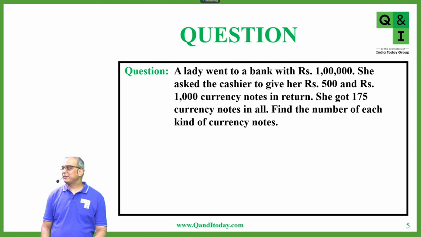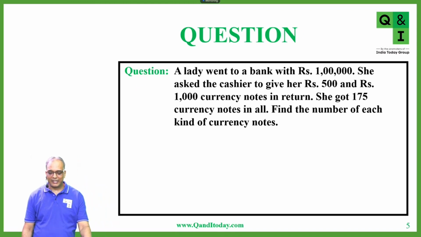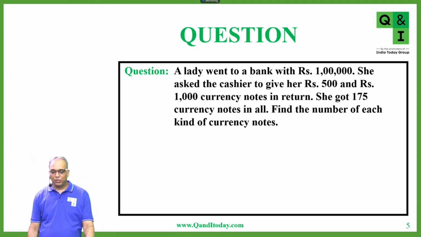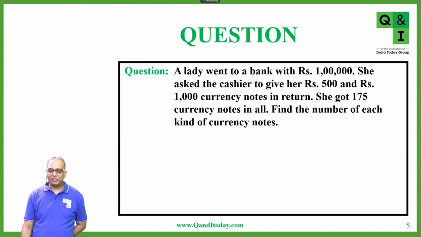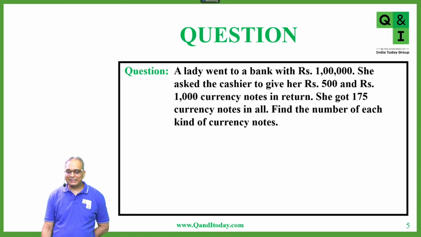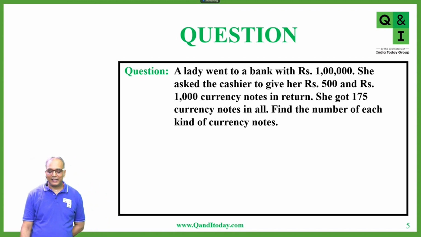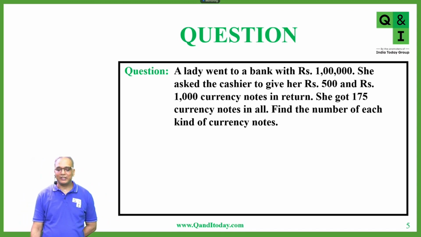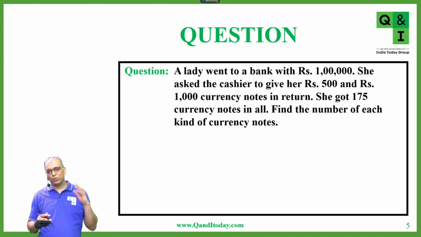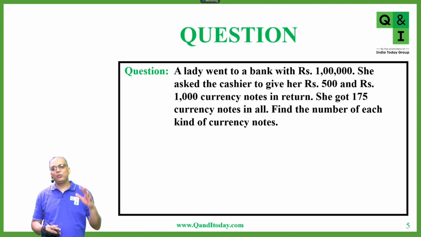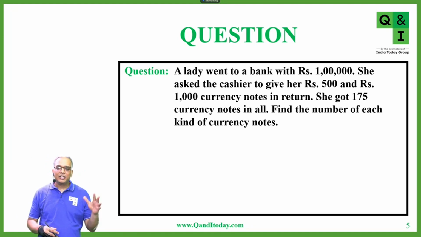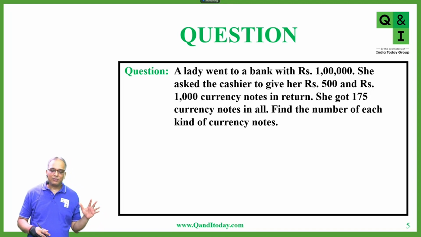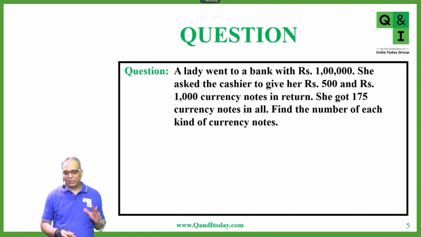Now, this is the question which is there on your screen. A lady went to a bank with rupees 1 lakh and she asked the cashier to give her 500 and rupees 1000 currency notes in return. So she had notes of different denomination. She asked the cashier to give her either rupees 500 notes or rupees 1000 notes.